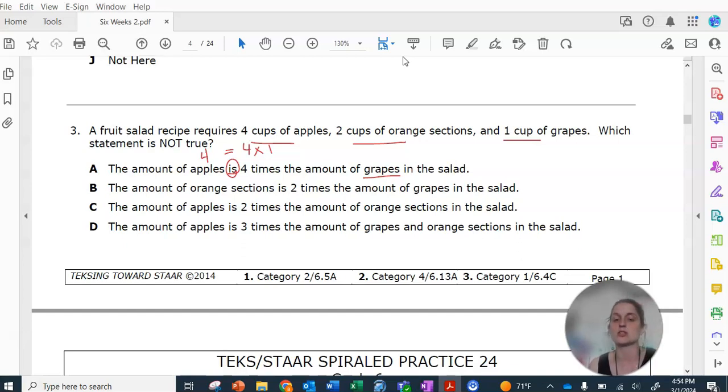The amount of oranges, stop reading. Write your number of oranges. Is means equals. 2, write a times symbol, then write your number of grapes. So you're writing an equation for each of these and then checking if the equation is true or false.